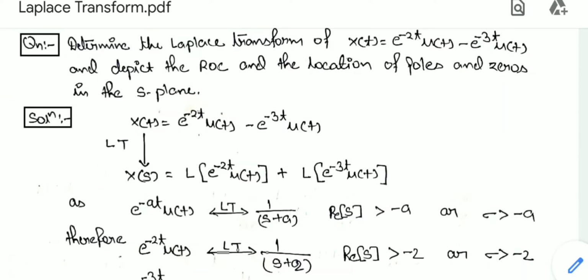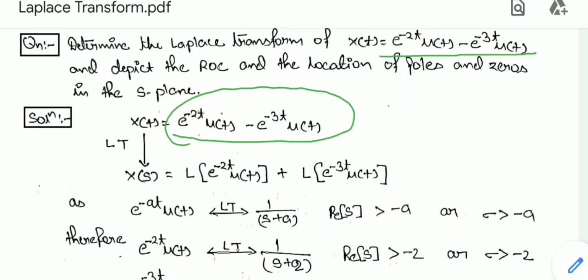Our first problem is to determine the Laplace transform of e to the power minus 2t u(t) minus e to the power minus 3t u(t). Our goal is to find the Laplace transform of this signal and its ROC.